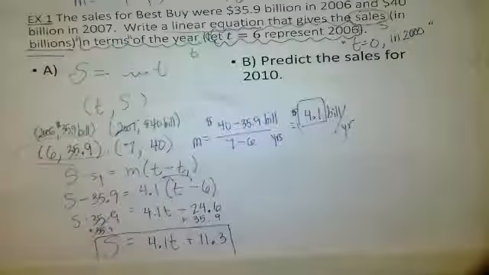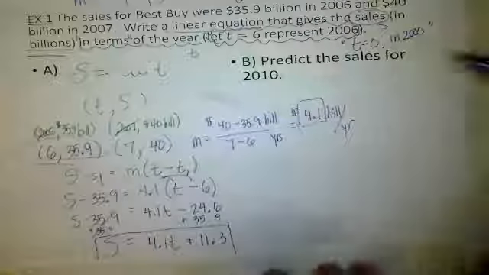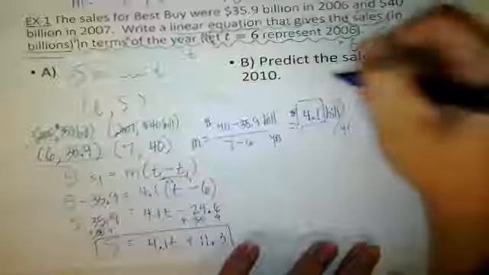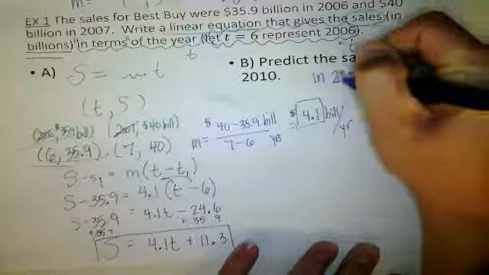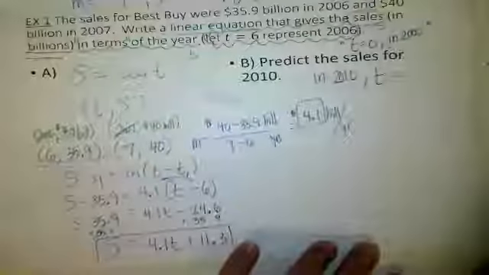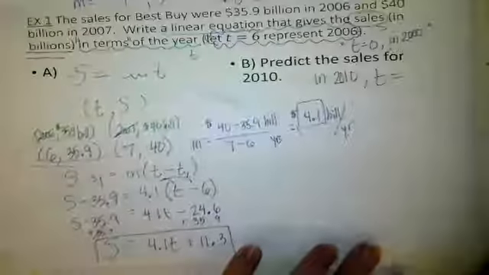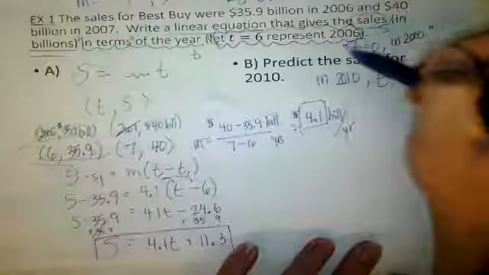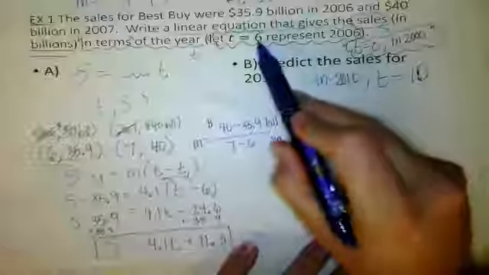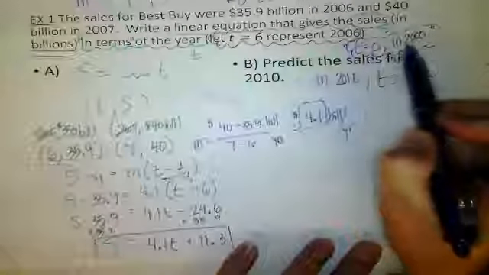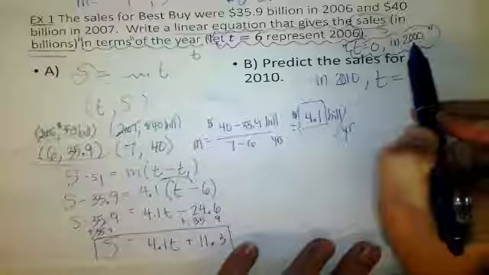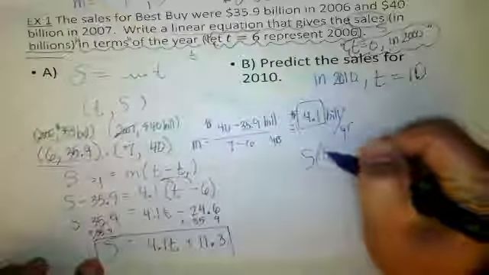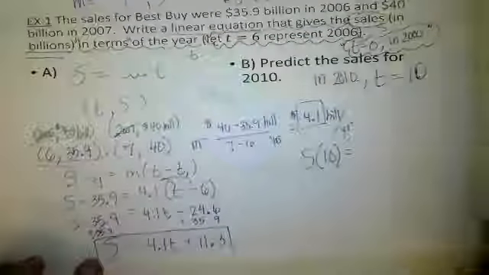And you have to be very, very careful. Here's where you have to be really careful. The follow-up: predict the sales for the year 2010. In the year 2010, what will t equal? 10. Why? Yeah, because time really started in 2000. Remember, it was 6 in 2006, which means it'd be 0 in the year 2000. And then 2010 would be 10 years after the fact. So I want to evaluate this formula when time is 10 to represent the year 2010.